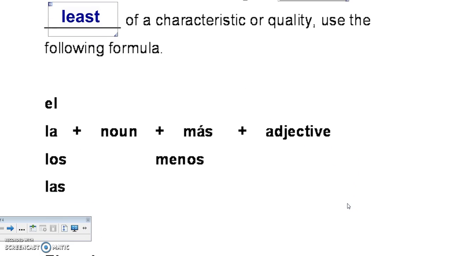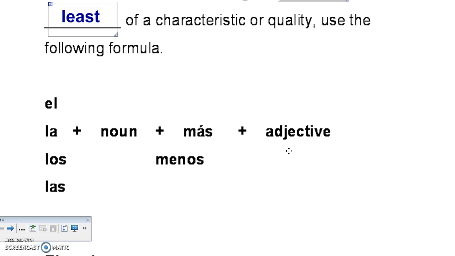Within each sentence, you're going to want to start with your definite article. That's going to be your el, la, los, or las, depending on your noun. And your noun is the person, place, or thing in the sentence that's being compared. So you'll start with your definite article, followed by your noun. And then if you want to say it is the most something, you will use más and your adjective. If you want to say it's the least something, you will use menos and then your adjective.